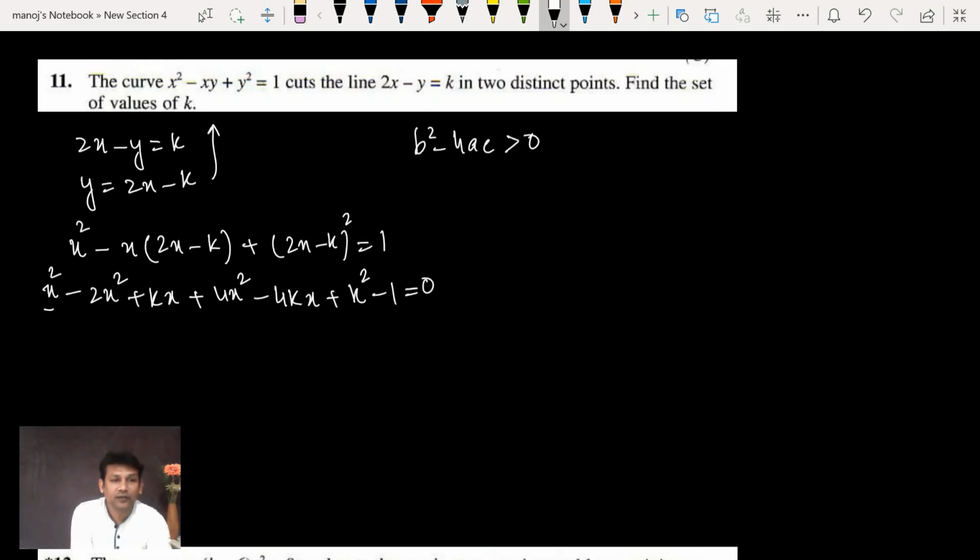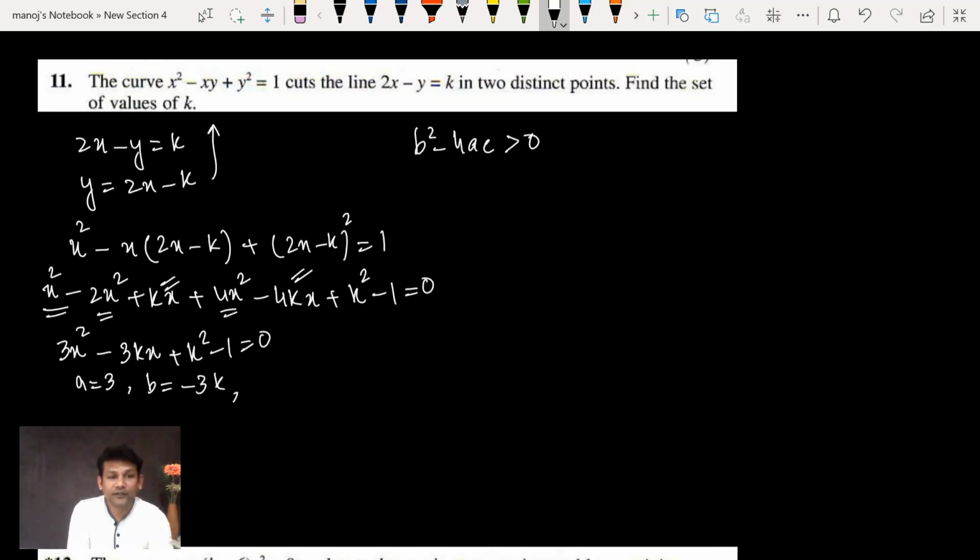Okay, x square here, x square here, and x square here, and that is k square. 4, 5 and 5 minus 2 is 3x square. Then kx and minus 4kx, so kx and minus 4kx is minus 3kx. Here I use this one and this one, then all is used, then plus k square minus 1 equals 0. So a is 3, b is minus 3k, and c is k square minus 1, and we can substitute the values here.